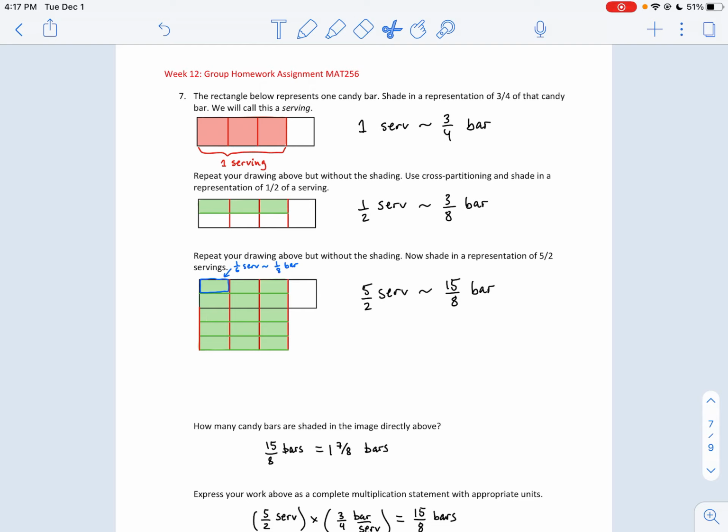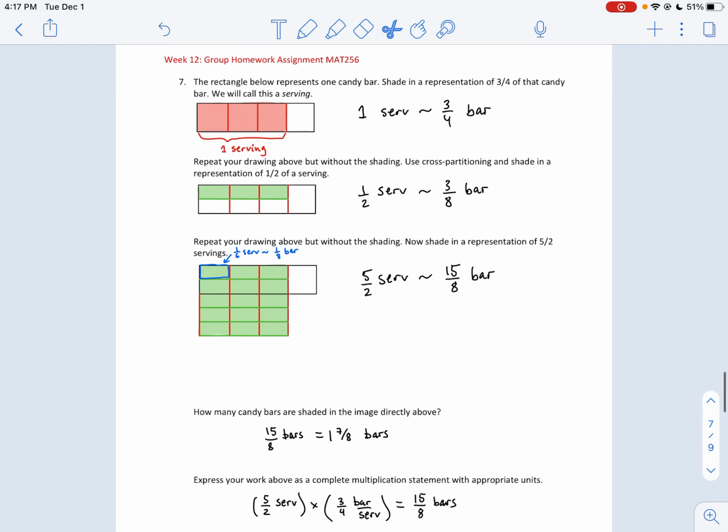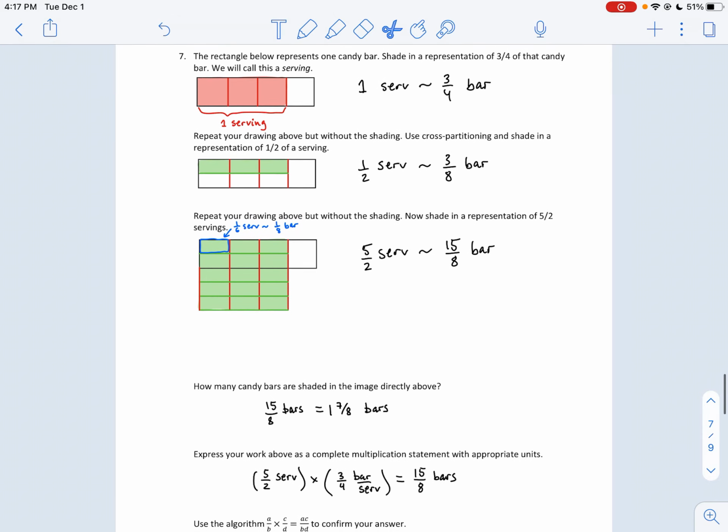This exercise is meant to help us think about how to find 5/2 of a serving if you knew how many bars was one serving. We did 5/2 by doing a half and then doing that 5 times. So that's a 2-step process: partitioning followed by iterating. One serving cut in half, and then that half serving iterated 5 times.